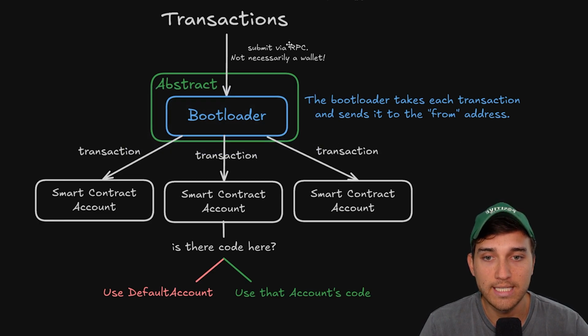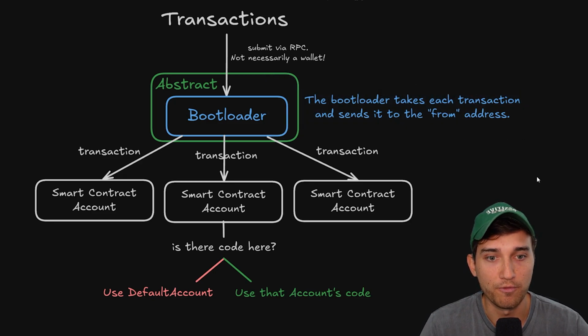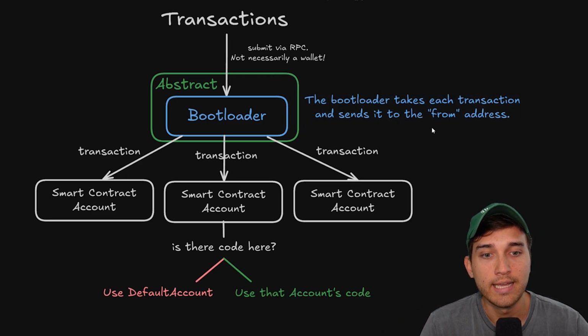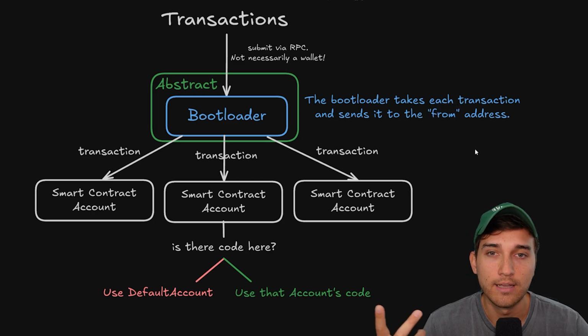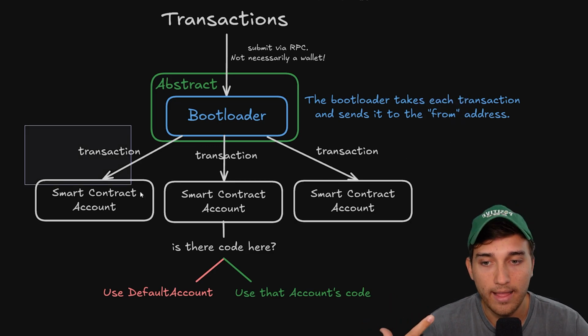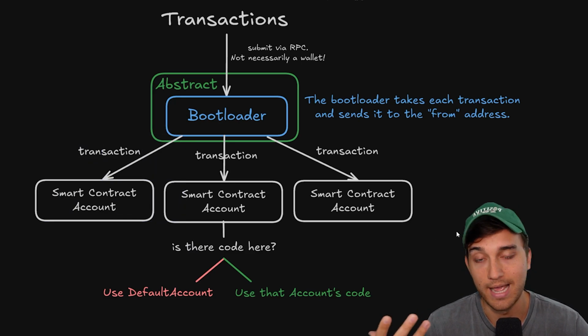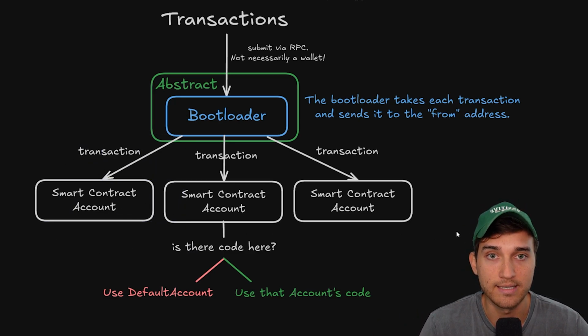The bootloader receives all transactions and processes them in batches. What it does is it takes multiple transactions and looks at where each transaction came from. It takes the from address from each transaction and sends it to that address. Let's say the from address is 0x123. It sends it to 0x123, which is a smart contract because every account on Abstract is a smart contract.